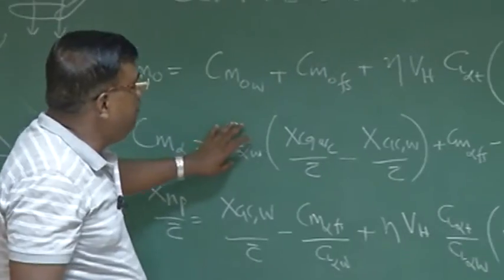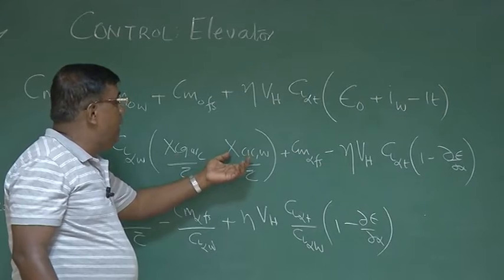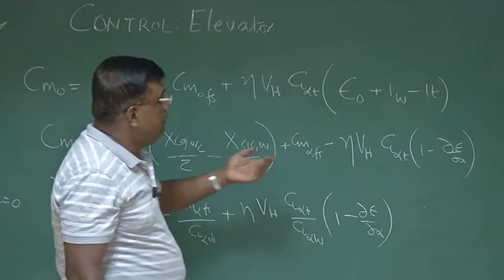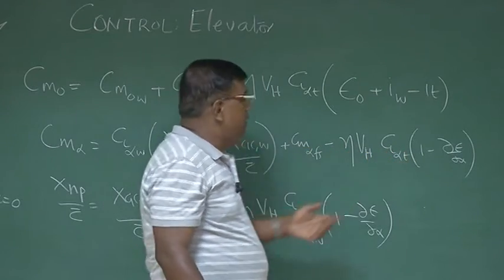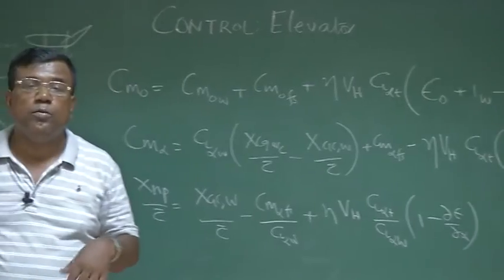That CL alpha of the wing, the AC of the wing should be placed, and the tail should be placed in a manner that the overall Cm alpha should be less than 0. The slope should be negative.